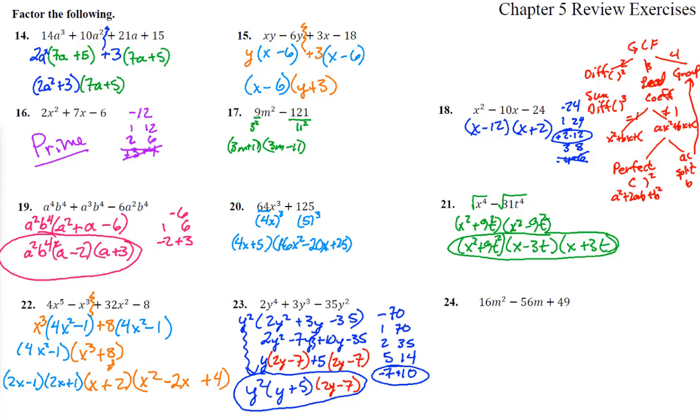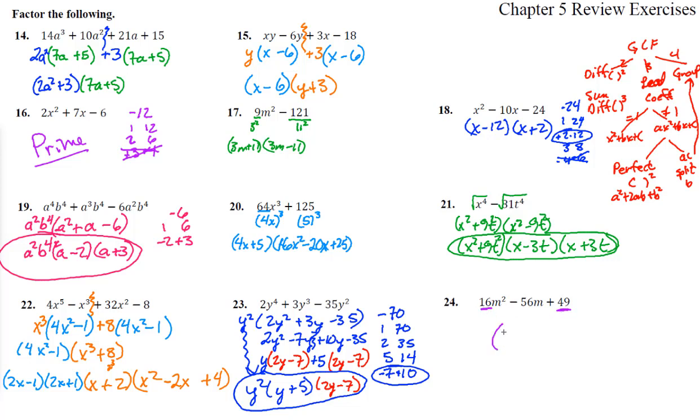All right, and the final one, number 24. 16m squared minus 56m plus 49. Is there a greatest common factor to those? I don't think so. This has 2s and 4s and 8s, and that has just 7s and 7s. So no greatest common factor there. We count up the number of coefficients, and we have 1, 2, 3. And the leading coefficient is not a 1, so we would take 16 times 49. Oh, wait a second. Those are perfect squares.